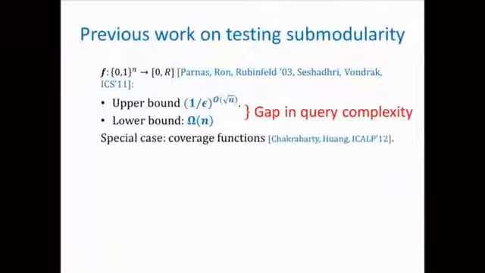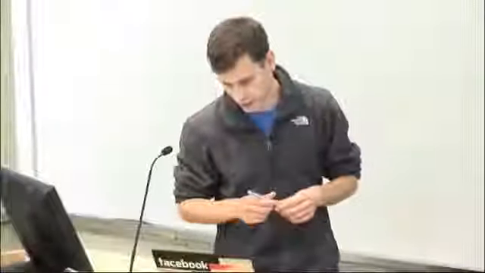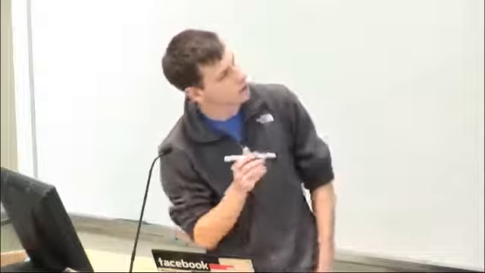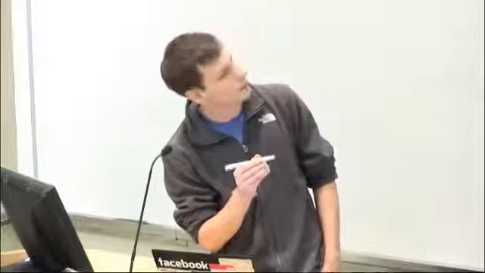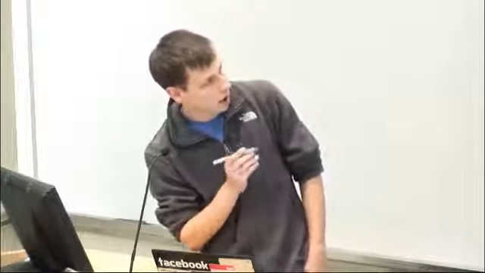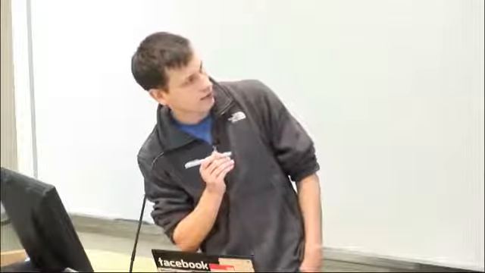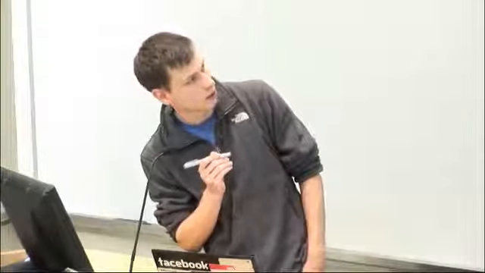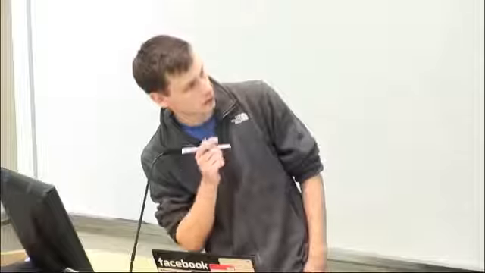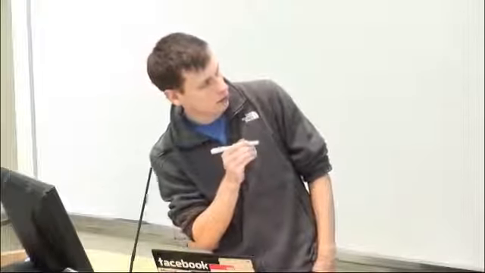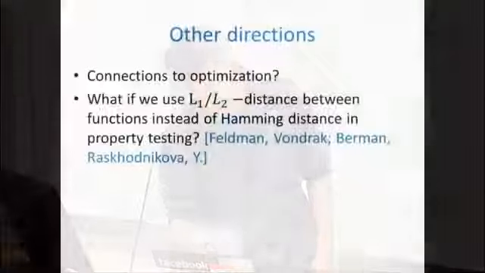I just want to mention some previous work on testing submodularity. Submodularity for real valued functions seems to be a very tricky property to test. The best upper bound that we know is 1 over epsilon to the power big O of root n. This is from the work by Seshadhri and Vondrak. And the only lower bound is linear in n. So there is still this big exponential gap. There are some results for special cases, but the gap is pretty big.